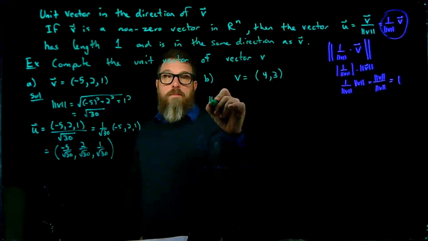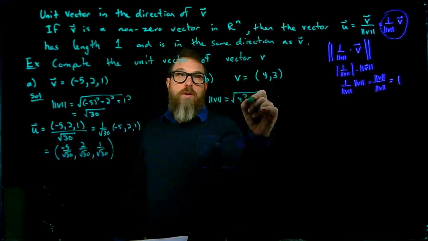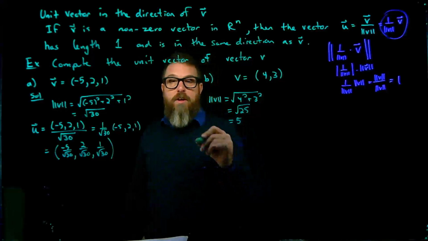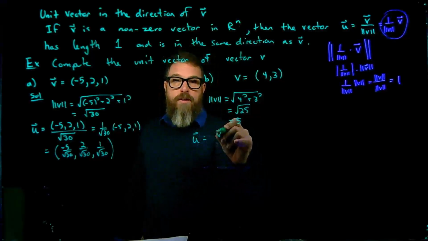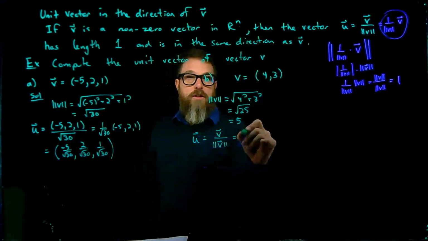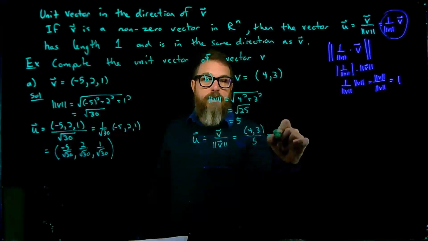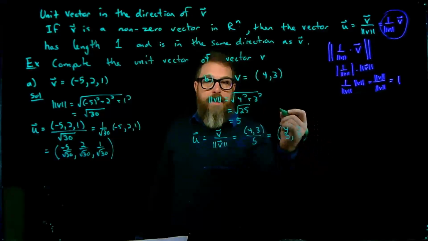So let's find it for this one. What is the magnitude of v? Well, this is the square root of 4 squared plus 3 squared, so 16 plus 9, which is square root of 25, which in this case is going to be equal to 5. So since u is equal to v over the magnitude of v, this is going to be 4 over 5, and this will be 3 over 5.